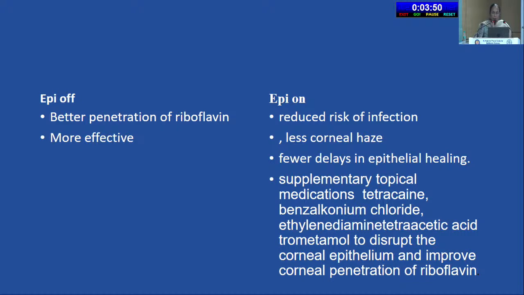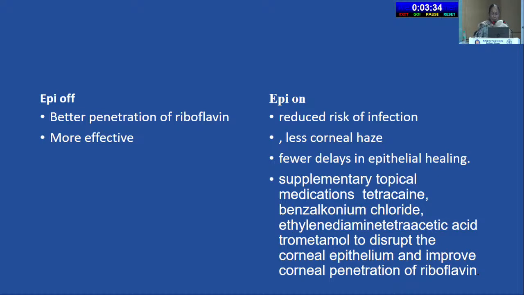The epi-on, of course, reduced the risk of infection, caused lesser haze, and fewer delays in healing. And there were supplementary topical medications like tetracaine, benzalkonium chloride, EDTA, and trometamol to disrupt the epithelium and improve penetration of riboflavin.